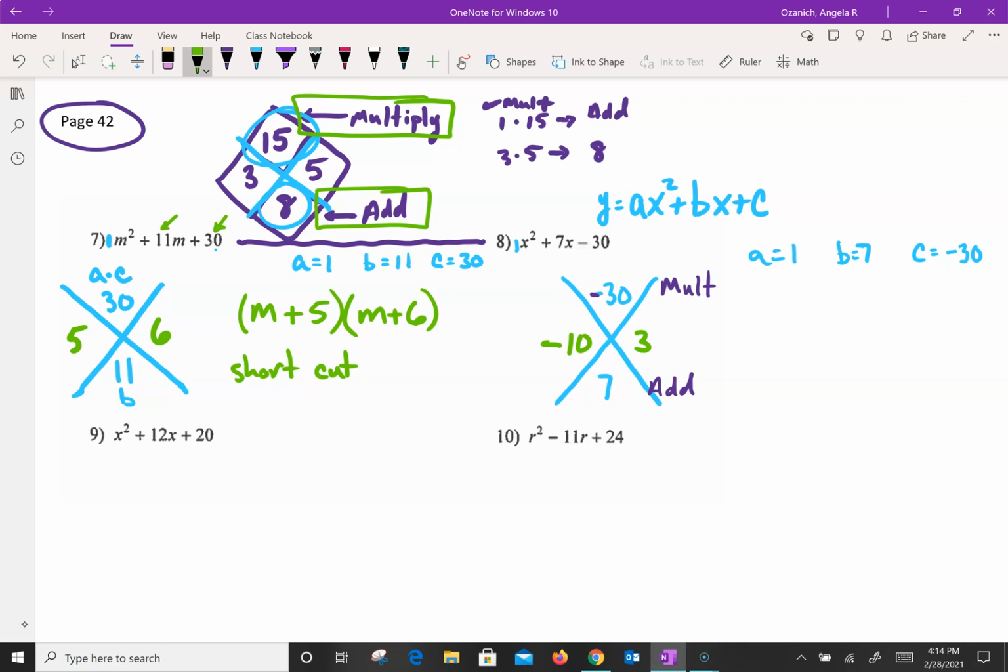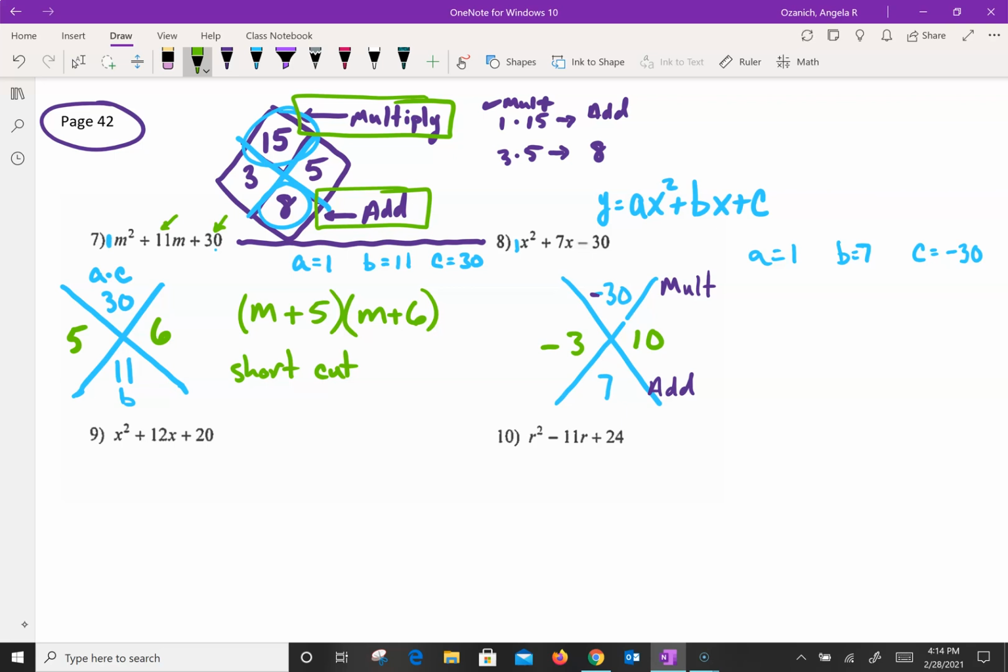I want a positive 7. So let's change that up just a little bit, because that worked for getting a negative 30. Instead of doing the negative 10, let's do a negative 3 and a positive 10. Let's see, will that work? Negative 3 plus 10 is positive 7, so that works, and negative 3 times 10 is negative 30. Awesome, okay.